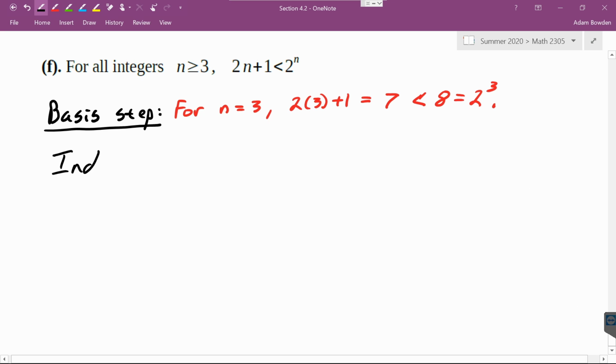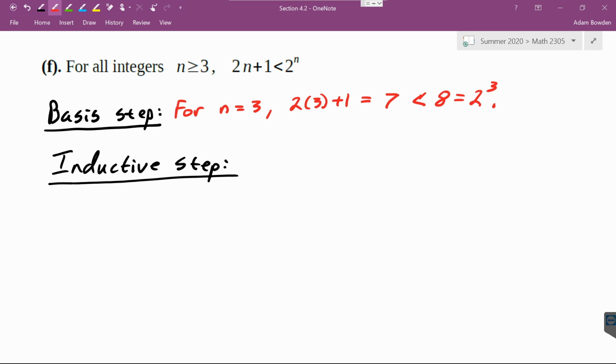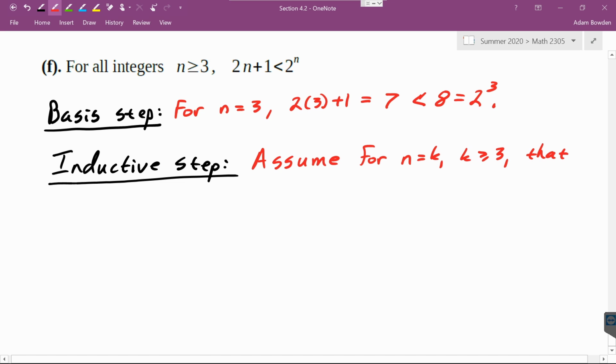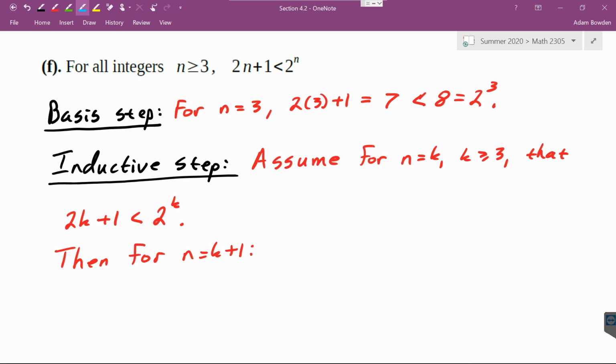So now we'll follow into the inductive step. As we've done before, I want to assume for n equal to k, k greater than or equal to 3, that 2 times k plus 1 is less than 2 to the k. And then we have to continue from there for n equals k plus 1. Can we make it work? Well, let's start with 2 times k plus 1 plus 1. What are we trying to show here?